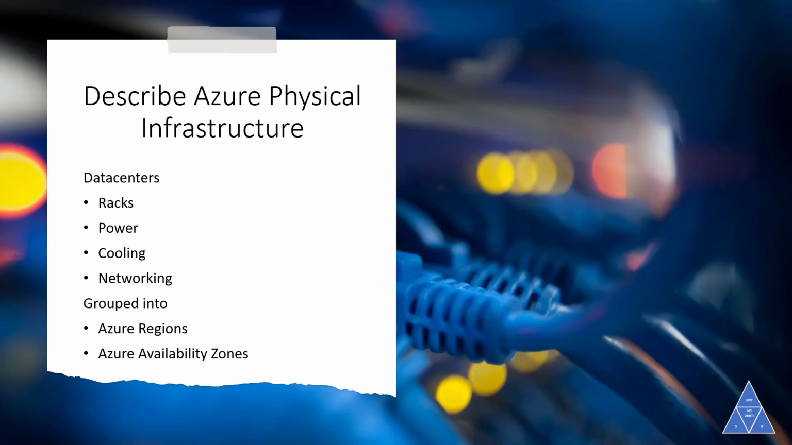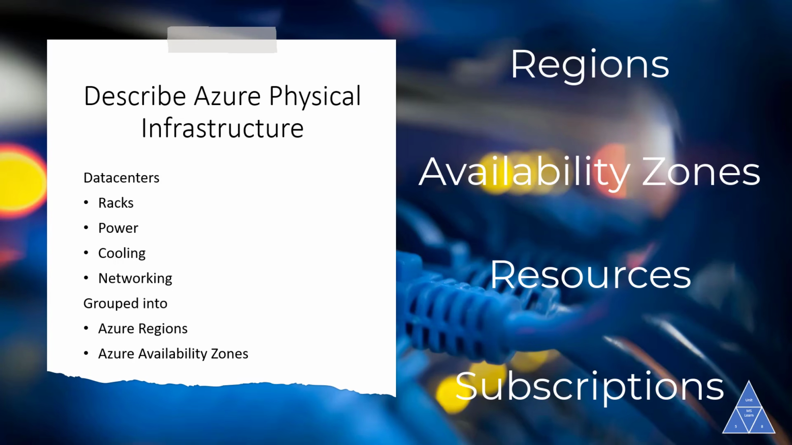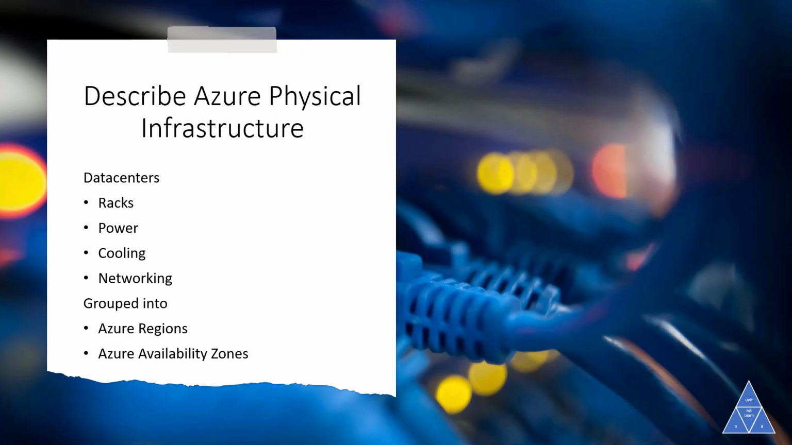Throughout your journey with Microsoft Azure, you'll hear and use terms like regions, availability zones, resources, subscriptions, and more. This module focuses on the core architectural components of Azure. The core architectural components of Azure may be broken down into two main groupings: the physical infrastructure and the management infrastructure. The physical infrastructure for Azure starts with data centers.